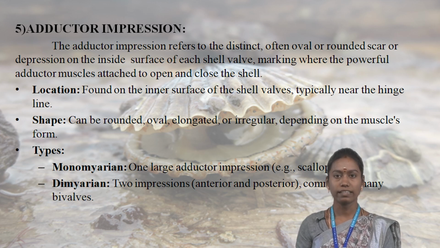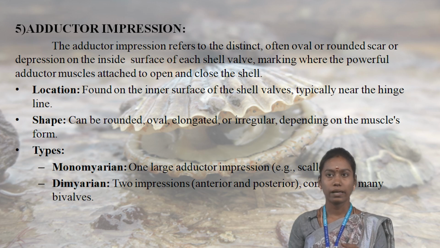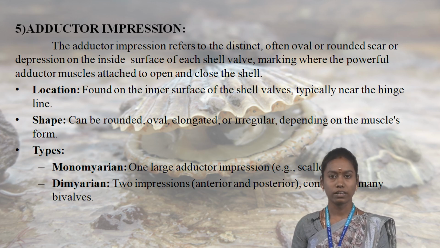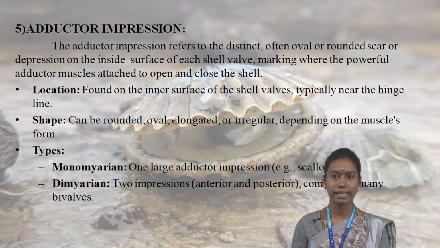Then we can collect the shells only. Inside there will be no organism, so instead of that place only the adductor impression is present. It looks like a scar. Its location is on the inner surface of the shell walls, typically near the hinge line. Below the hinge line only the adductor impression is present.